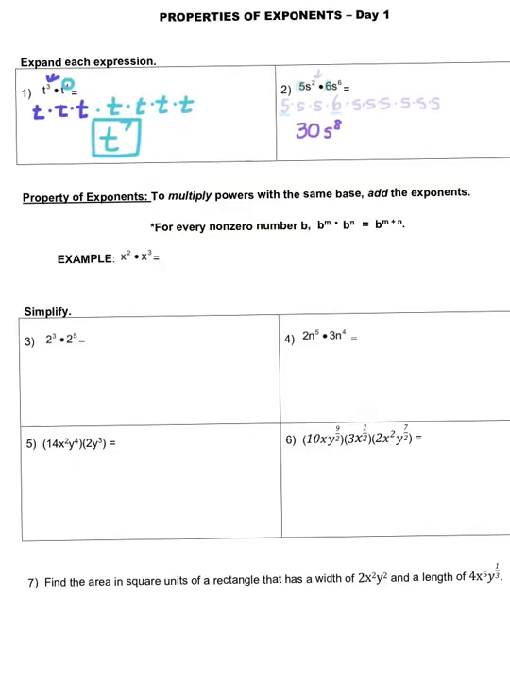The property of exponents states to multiply powers with the same base, we'll add the exponents. So for every non-zero number b, that means it can't be a 0, we'll have b to the m times b to the nth power. Then we would simply add the exponents, m plus n. For example, we have x to the third and x to the second. So we would simply add the exponents. That would be x to the 2 plus 3, or x to the 5th power.